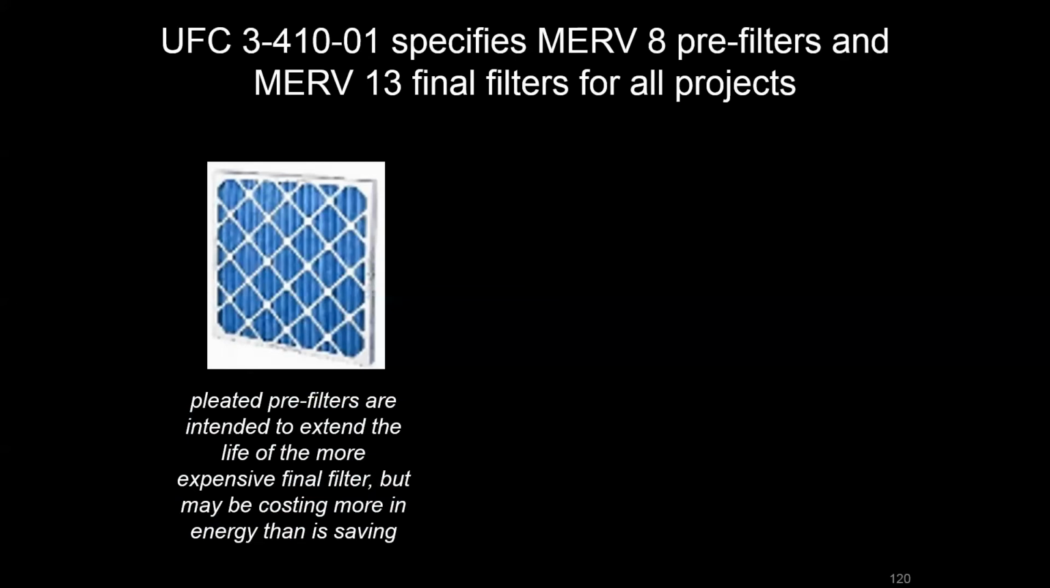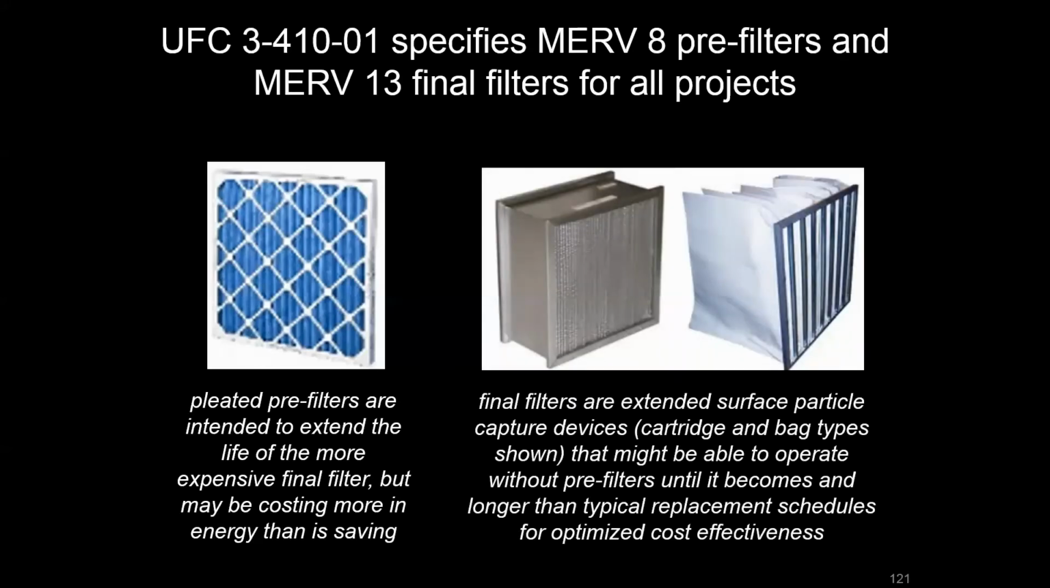So there's a pre-filter that's designed to keep that final filter from loading up too quickly. The pre-filter is this pleated type that you might see similar to your residential furnace maybe at home. And it's going to catch some of the bigger particles before it goes to this extended surface type final filter, which could be a cartridge or a bag type. And because of the fine capture capabilities of those, we're going to have a pressure drop associated with it that we could attribute a cost to.